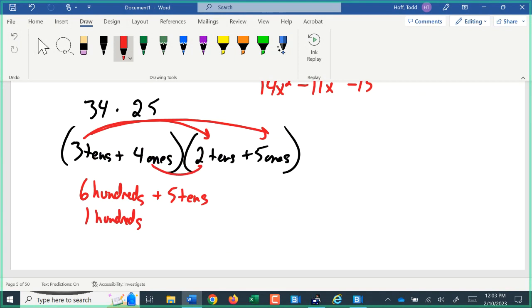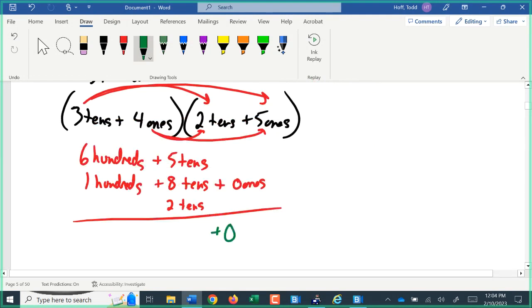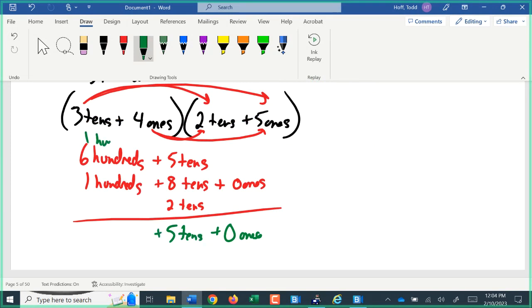Then we move here. 4 ones times 2 tens, 4 times 2 is 8. That is 8 tens. 4 ones times 5 ones is 20. So we keep the 0 ones and carry the 2 tens. And then we add them up. We've got 0 ones, 15 tens, so we keep the 5 tens, carry the 1 into the hundreds. 1, 6, and 1 is 8 hundreds. So we get 850 just like we did up above.